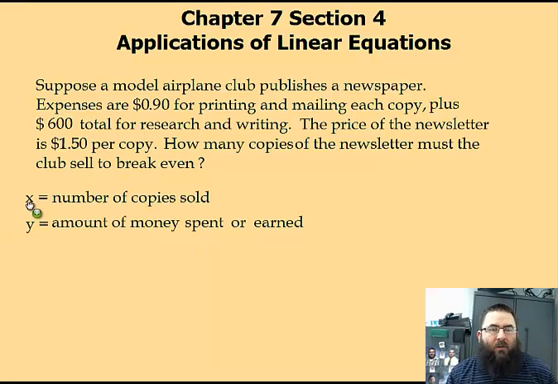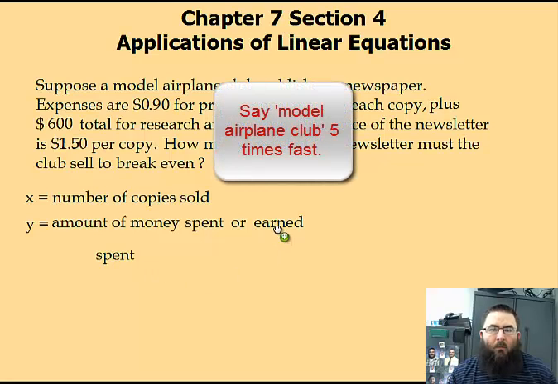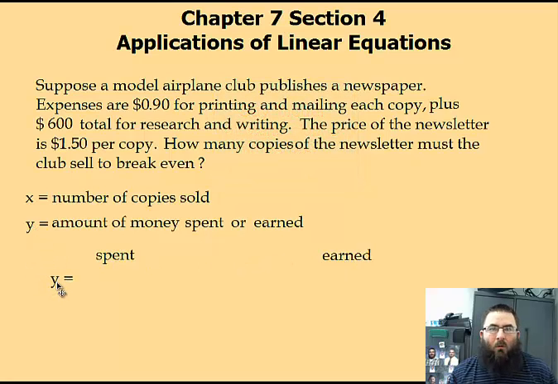So I've set up a couple of variables. I got x equals the number of copies sold and y equals the amount of money spent or earned. So we have to come up with two equations. The two scenarios are how much money is being spent by the model airplane club and how much is being earned by them. So we want to break even. We want the totals to be the same, so we know that in both scenarios, no matter what y is, it's got to be the same as in the other one.